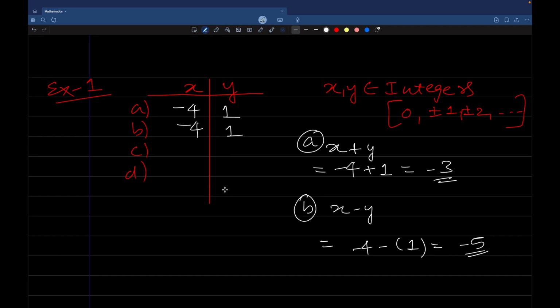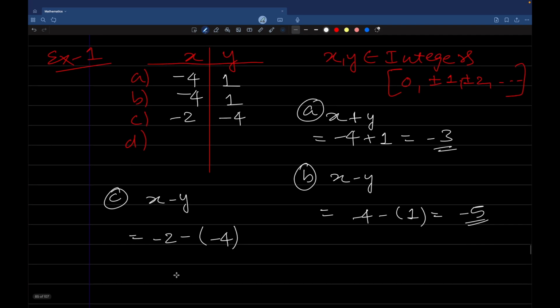Now question number 1c says that we have to find a pair of integers x and y such that the difference is 2. So we can take x equals minus 2, y equals minus 4, then the difference x minus y is equals to minus 2 minus of minus 4, that is equals to minus 2 plus 4, that is equals to plus 2.